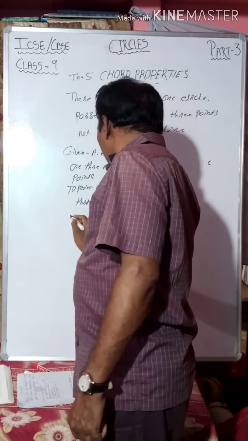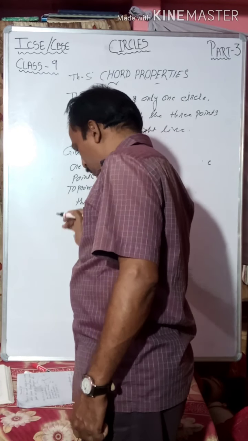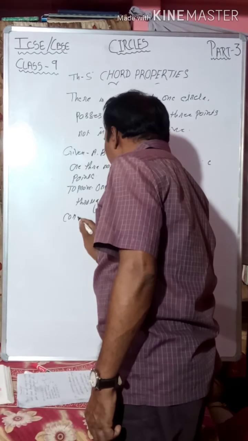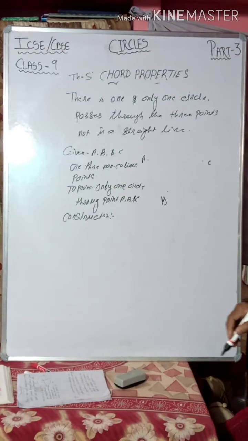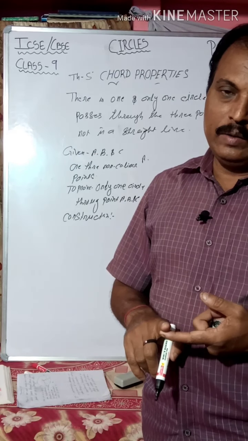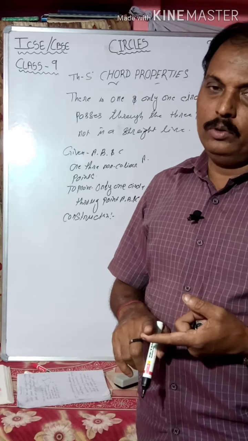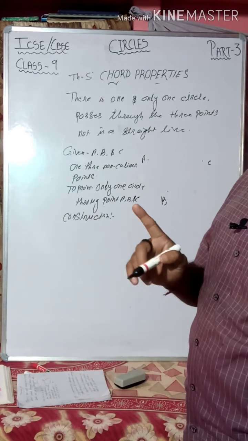Then construction. Now take a look deeply. There is one and only one circle that passes through three points not in a straight line. We can draw it through three non-collinear points, given A, B and C. And to prove, we can draw only one circle through A, B and C, not more than one.